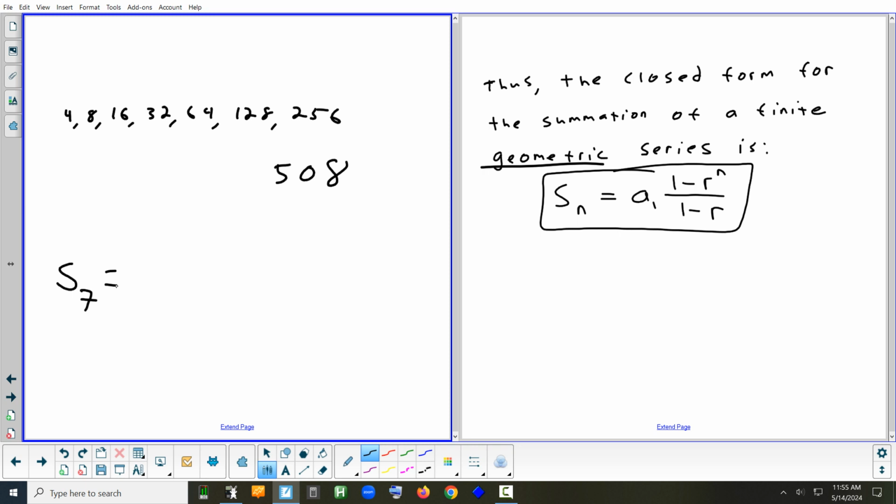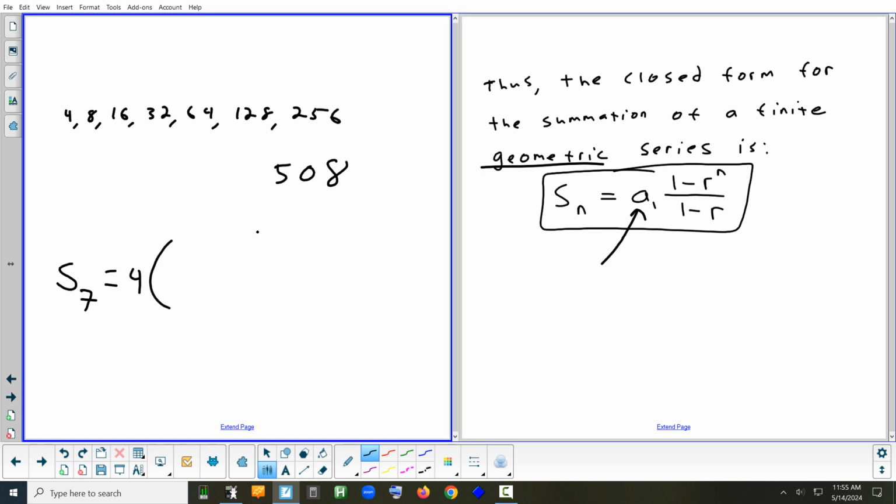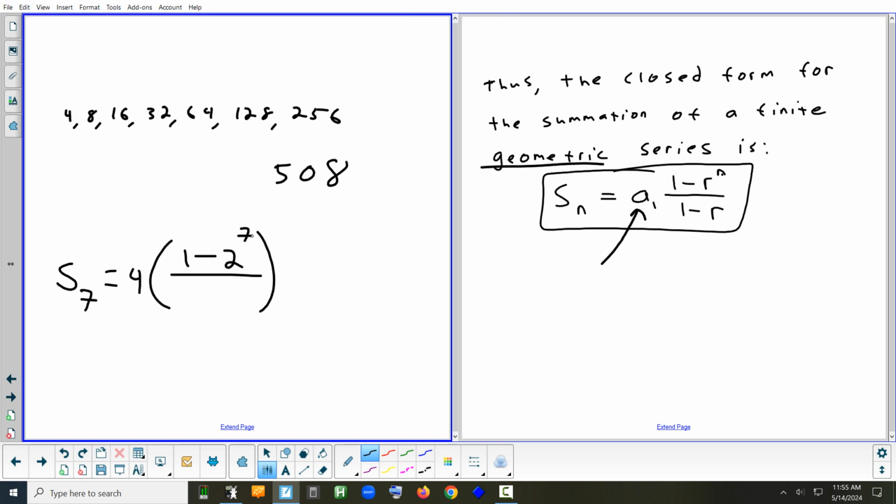What was the first term in that sequence? 4. And what did I multiply by each time? What was my R value? My R value was 2. And how many terms am I adding up? 7. And what was my R value again? 2. Let's do that out and see if we get 508.